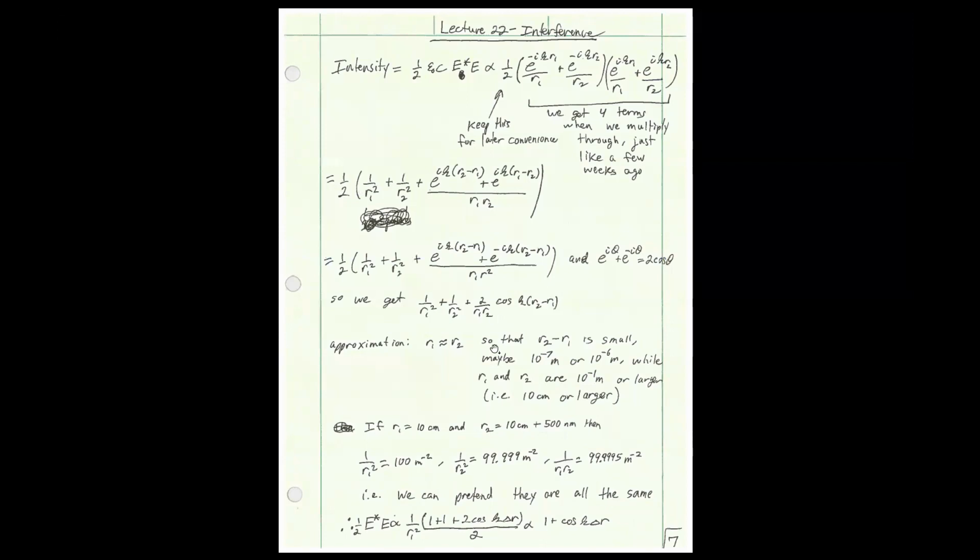So if we plug in numbers, then what we find is that 1 over R1 squared would be 100 inverse meters squared. And 1 over R2 squared would be 99.999 inverse meters squared. And 1 over R1 R2 would be very close to that. So to many decimal places, we could treat these 3 terms like they're the same. And then we just get that our intensity is 1 over R squared times 1 plus 1 plus 2 cosine k delta R. And then divide by 2, and we're left with 1 plus cosine of k delta R.